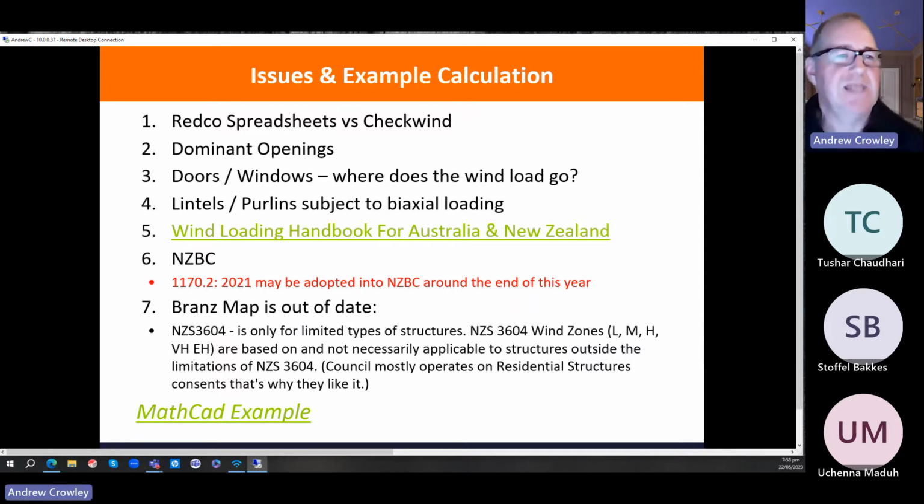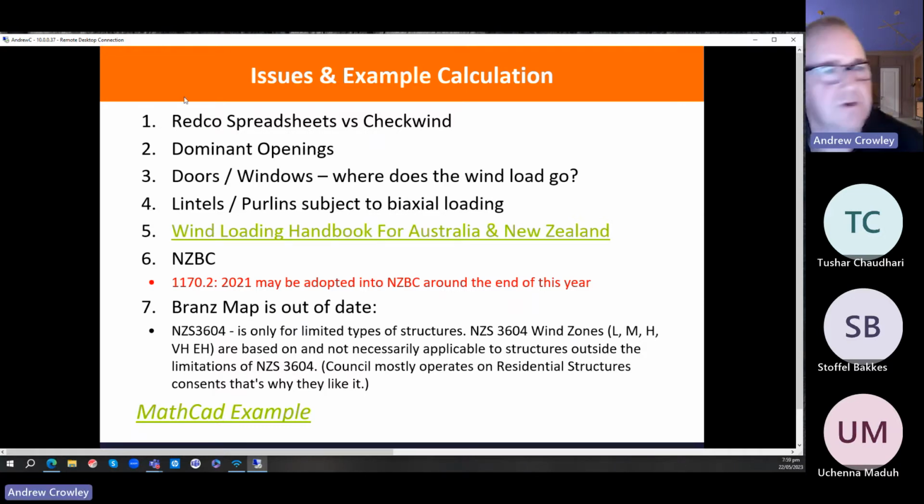And don't forget that lintels and purlins can be subject to biaxial load. So on a pitched roof, your wind load applies perpendicular to the roof surface, whereas the gravity loads and the live loads apply vertically downwards. So most lintels and purlins will be subjected to biaxial load. Now, if the roof pitch is shallow, it doesn't matter. It makes very little difference. However, when your roof pitch is more than about 20-25 degrees, it might be worth considering if you're pushing the boundaries of your purlin design.